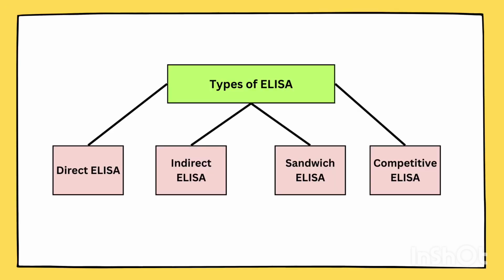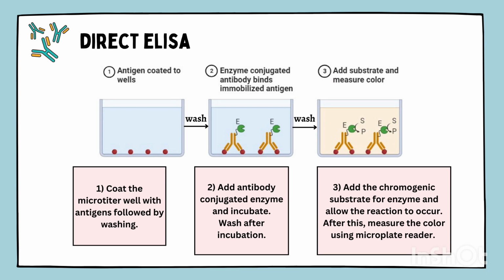Types of ELISA are direct ELISA, indirect ELISA, sandwich ELISA, and competitive ELISA. Direct ELISA. The procedure is as follows. Coat the microtiter well with antigen. Wash to remove unbound antigen. Now add antibody conjugated with enzyme and incubate. Incubation is necessary to allow the antibody to bind to the antigen. Wash to remove unbound antibodies. Now add the chromogenic substrate for the enzyme and allow the reaction to occur. After this, measure the absorbance of the colored product formed using a microplate reader.